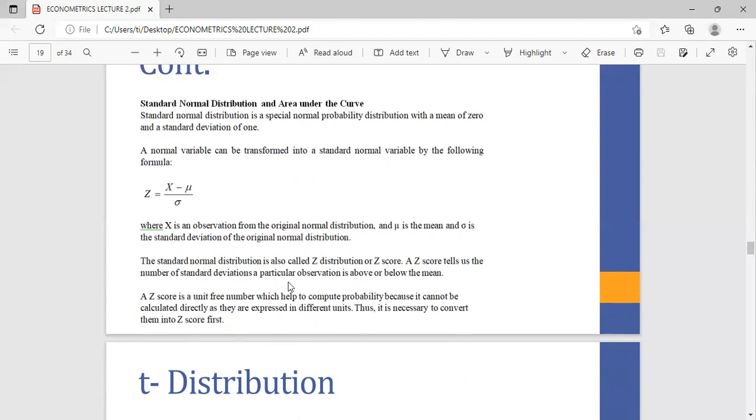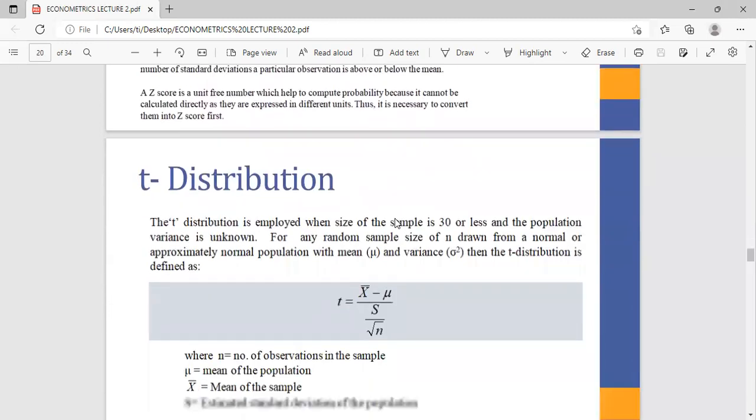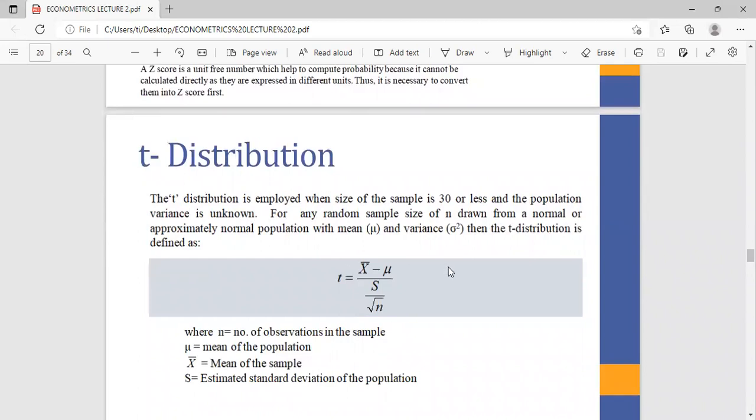Now, another popular distribution used in statistical analysis is Student's t distribution. What is the t distribution? The t distribution is employed when the sample size is 30 or less and the population variance is unknown. So it is also called a small sample test. When the number of observations is, let's say, 12, 5, or 20, then obviously it is less than 30, and you have to go for the t distribution, not the Z distribution. Also, when the population variance is not known, irrespective of the number of observations, you necessarily go for the t distribution.